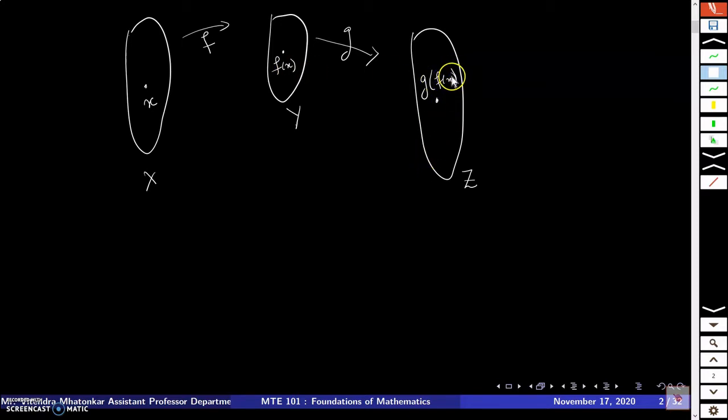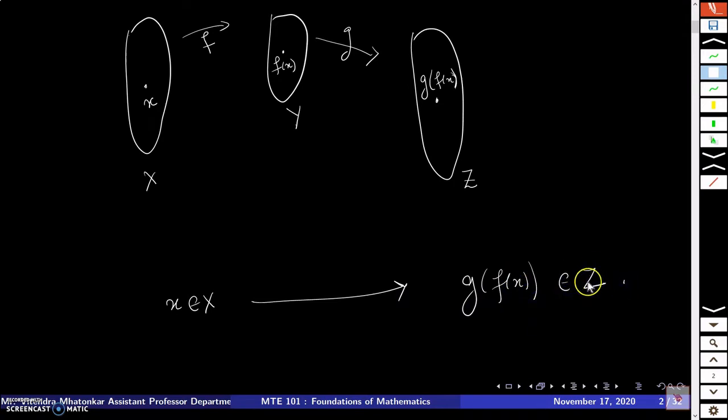So to each point in X, I can find a point in Z which is associated to this point in X. So if I start with a point x in X, then I can relate it to a point g of f of x in the set Z. So I can do this for each and every point in the set X. So I can define a function from the set X to Z, and I will call it g composite f.